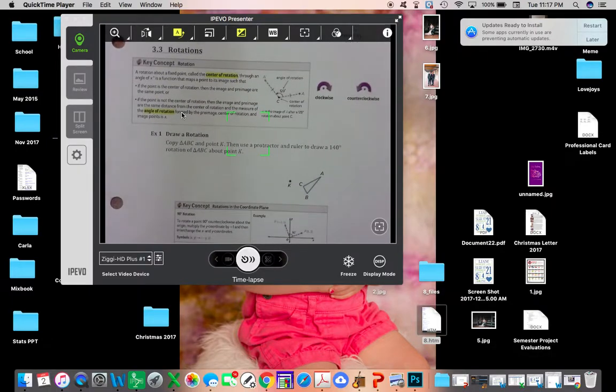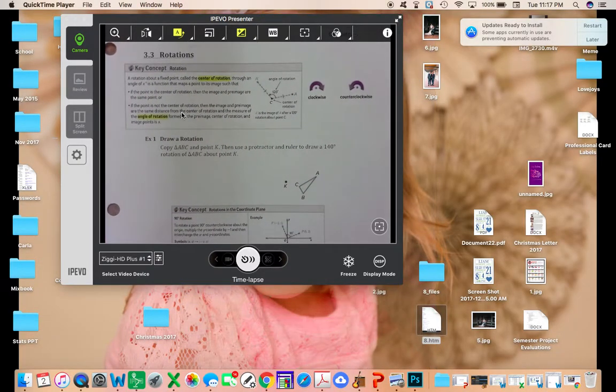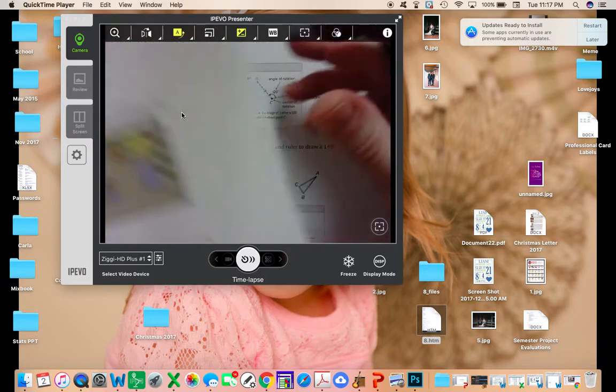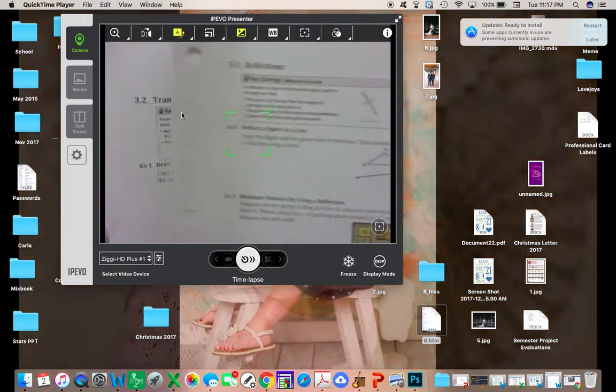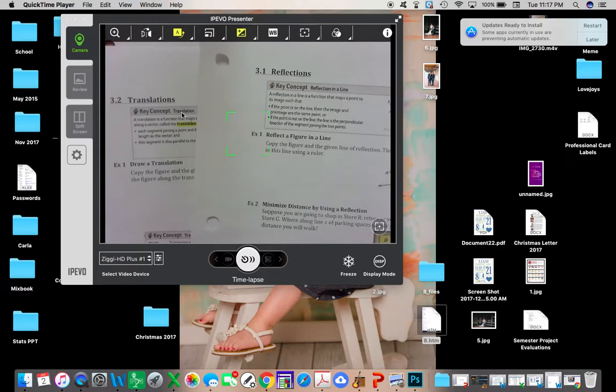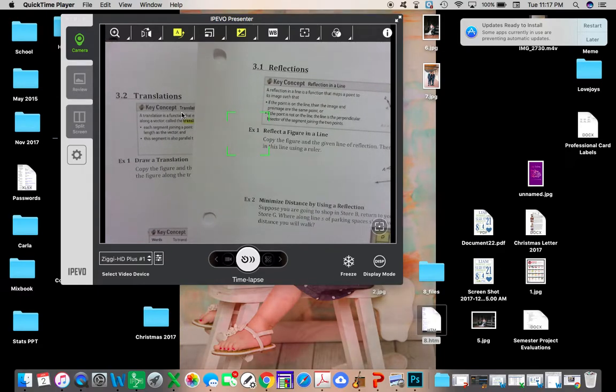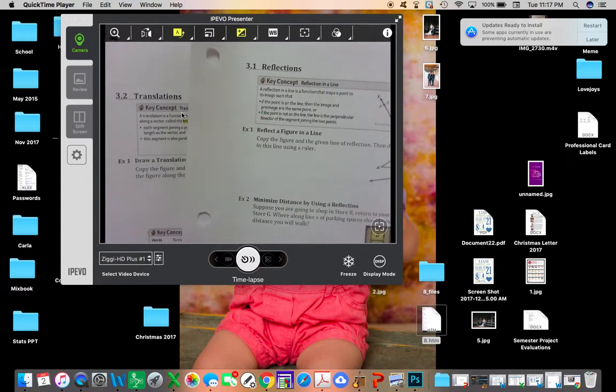Elementary class. This is section 3.3, starting with rotations. You're going to want to make sure that you locate your notes for section 3.1 and 3.2. That was reflections and translations, so make sure you locate those. You might even want to drag them out right now.